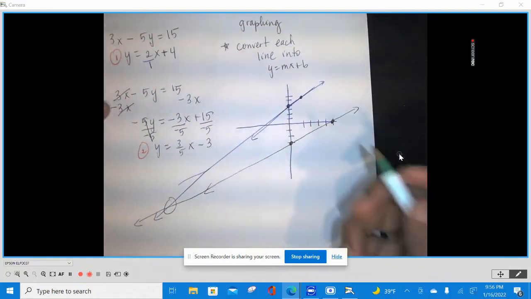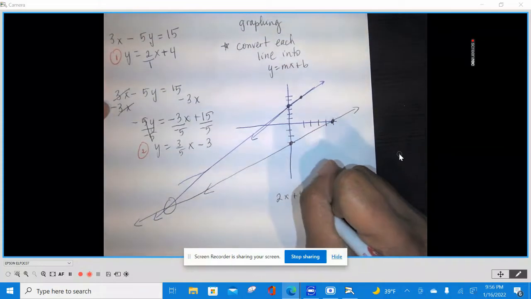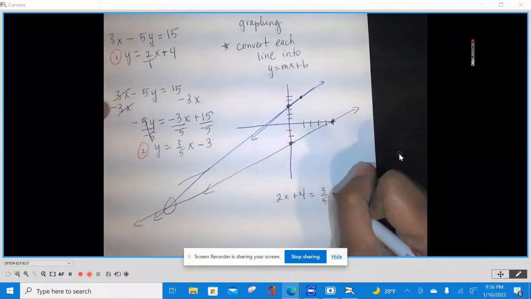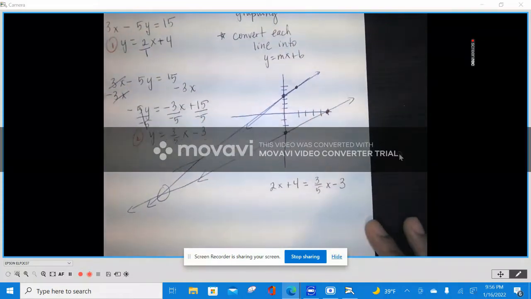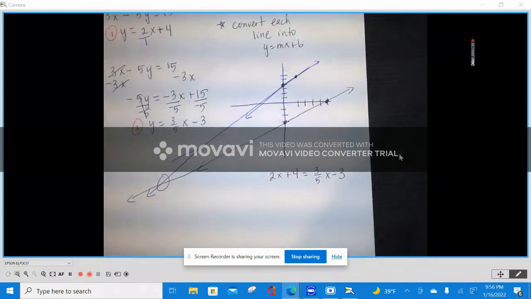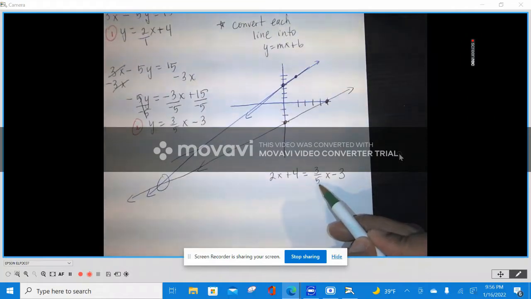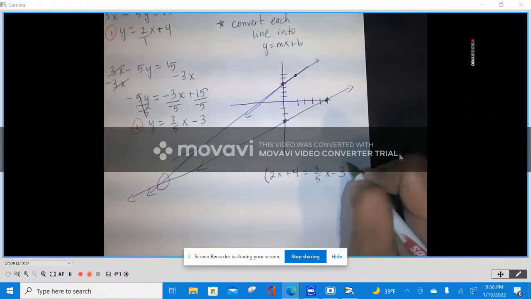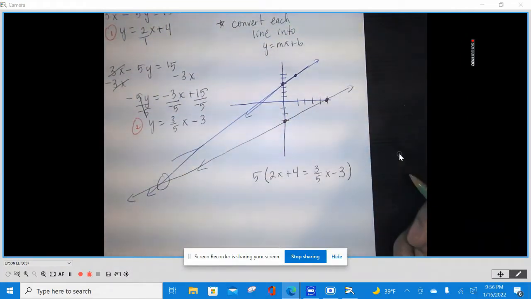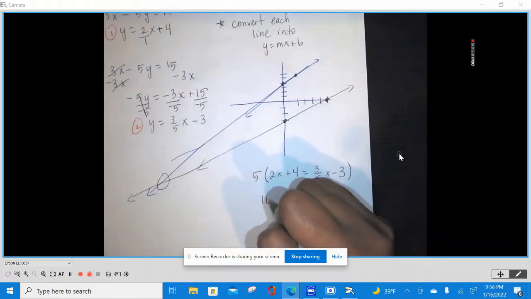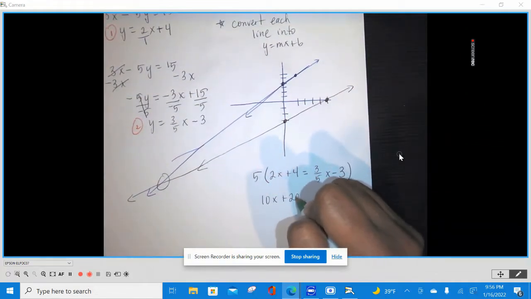So let's do some scratch work over here. I'm going to take the 2x plus 4 and set it equal to this one. I'm trying to figure out what is the x coordinate where they are going to intersect, where they have the same value. I want to get rid of the 5 in the denominator. So before I do anything, I'm going to multiply every term by 5, just so I can get rid of my fraction.